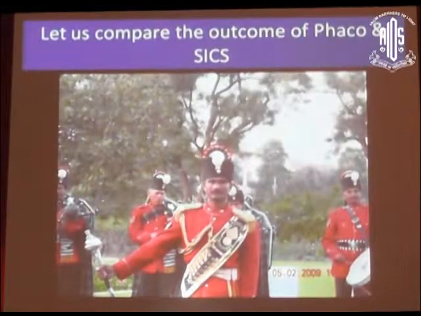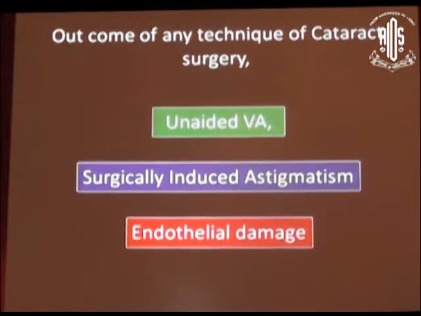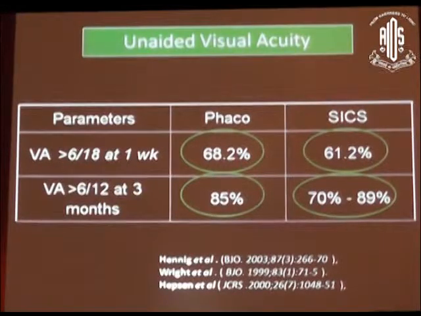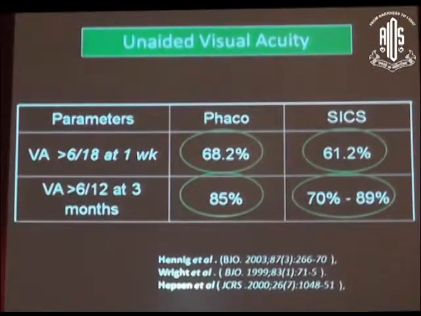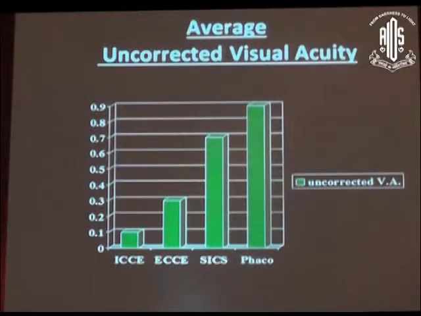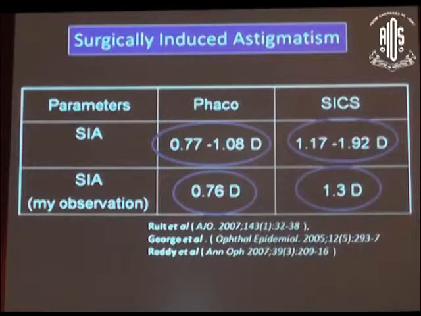Let's now compare the FECO and SICS. We can compare on these three grounds: unaided visual acuity, surgically induced astigmatism, and endothelial cell damage. If you look at the unaided visual acuity, different studies showed that the FECO gives better uncorrected visual acuity at the end of 1 week and at the end of 3 months also, in comparison with the SICS. That is true. In my own series of 600 cases, I observed that the uncorrected visual acuity following SICS is less as compared to the FECO. But the difference may be, let us say on average, 6/9 with the FECO and 6/18 in case of the SICS. If you look at the surgically induced astigmatism, that is what is going to mainly determine the uncorrected visual acuity. We find that FECO induces slightly less astigmatism in comparison to the SICS.